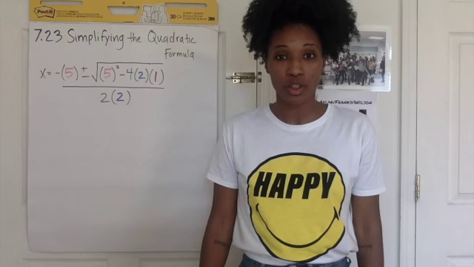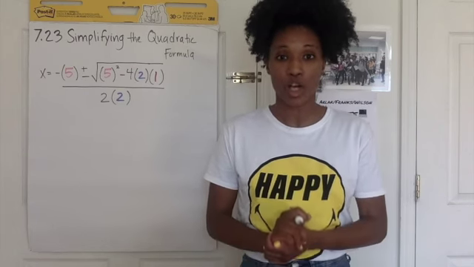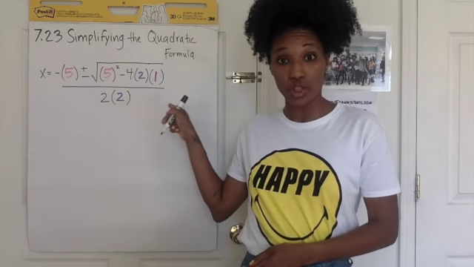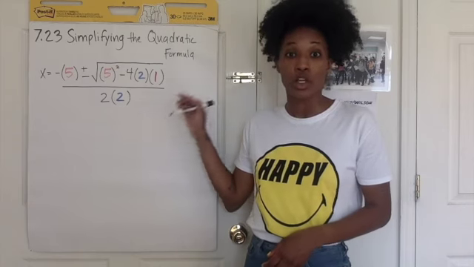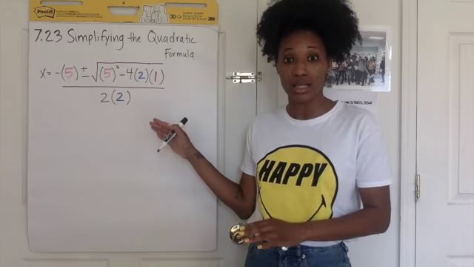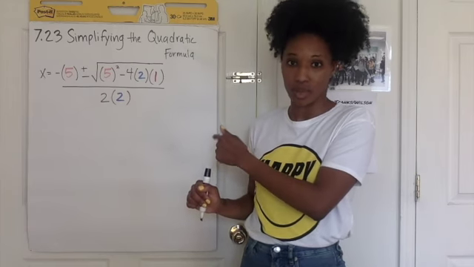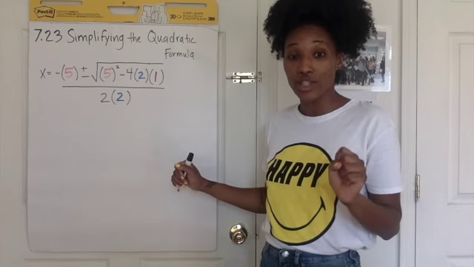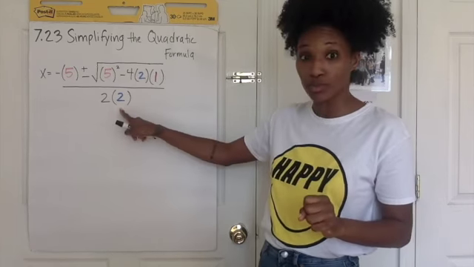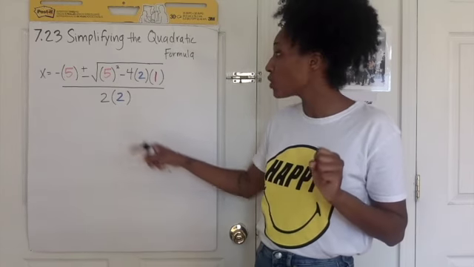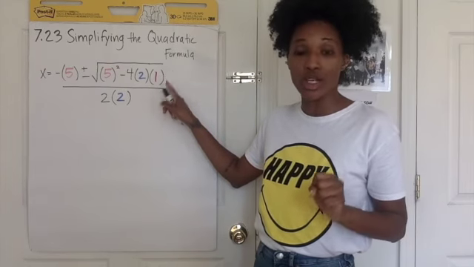Welcome back to our remote learning classroom. Today, we are learning how to simplify the quadratic formula. So this should look very familiar because this is what you learned how to do yesterday. You learned how to take the a, b, and c from the quadratic equation and substitute them into the quadratic formula. In the example that I used yesterday, a was equal to 2, which I have in blue. B was equal to 5, which I have in red. And c was equal to 1, which I have in pink.